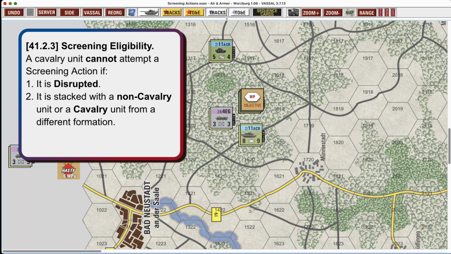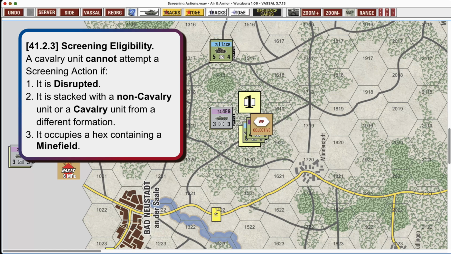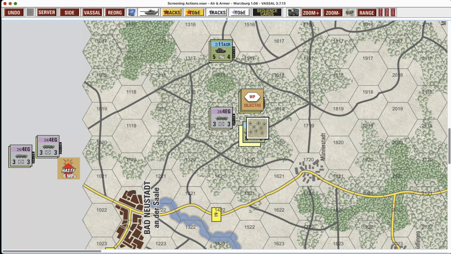But if it were stacked with a non-cavalry unit or a cavalry unit from a different squadron, then it would not be eligible to conduct a screening action. A cavalry unit can also not conduct a screening action if it happens to be located in a minefield. There are two other conditions where a NATO unit is ineligible to conduct a screening action, so let's take a look at those.